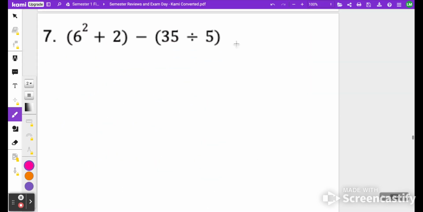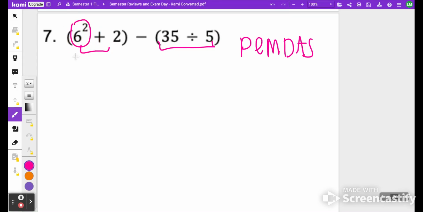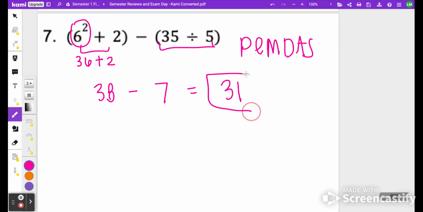Onward to number 7. Parentheses again. We have 2 sets of parentheses, here and here. Within this first set of parentheses, we have exponents to deal with first. So that's 36, because 6 times 6 is 36. Then plus 2 is 38. Minus 35 divided by 5 is 7. So 38 minus 7 gives me my answer of 31.